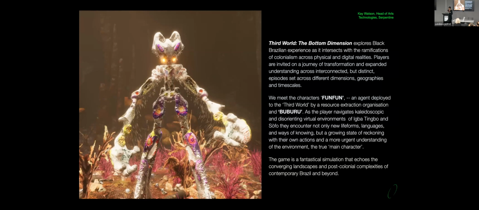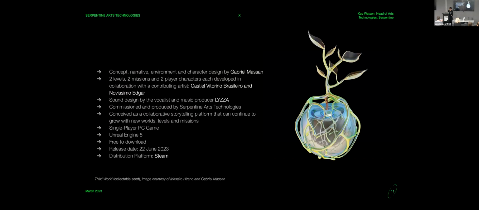What I haven't written here is that each level is conceptualized with a different artist. So we've been working with a psychologist and artist called Castiel Brasileiro, and on the second level, someone called Novissimo Edgar, who's a bit of a poet, rapper, musician. And together with a team of Brazilian developers and a number of other contributors, the Third World, the Bottom Dimension was born. Just to give you a sense of what this is, Gabrielle has built the framework, the initial narrative in which other people contribute.